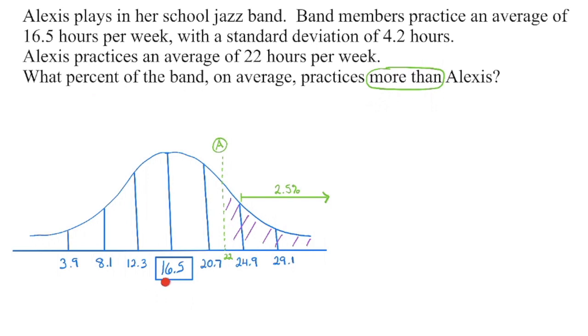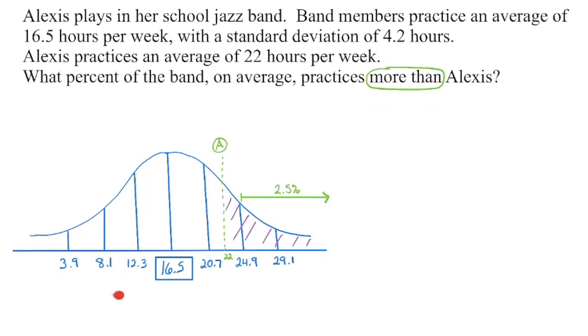I've indicated this is the mean. I've added 1, 2, 3 standard deviations, and I've subtracted 1, 2, 3 standard deviations. I'm ultimately trying to determine what percent of the band on average is practicing more than Alexis. I know that Alexis on average practices 22 hours a week.